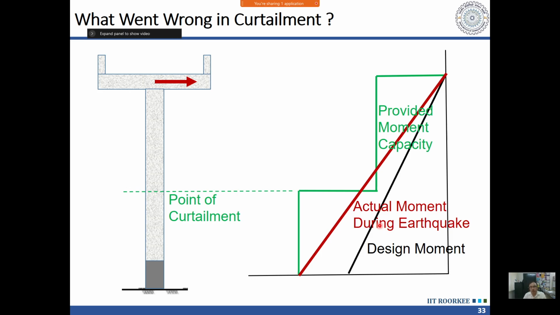That's why both the codes now discourage curtailment. In the case of short piers, curtailment should not be done. The definition of a short pier in the IRC code is given as 30 meters. So in piers less than 30 meters, curtailment should be avoided. In the case of taller piers, where curtailment can give considerable economy, we can go for curtailment, but we have to ensure that at the curtailment point the capacity does not fall below this envelope which will actually occur during an earthquake.